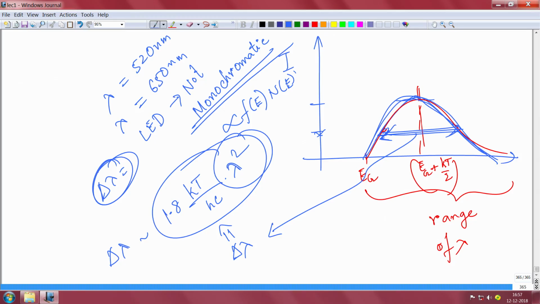And this is because the density of states and the Fermi function, their product gives the probability of emission. Like what is the distribution of electrons and holes, what is the probability that they occupy, how many states are there, all these things are important. That is why they give this non-monochromatic sort of light.